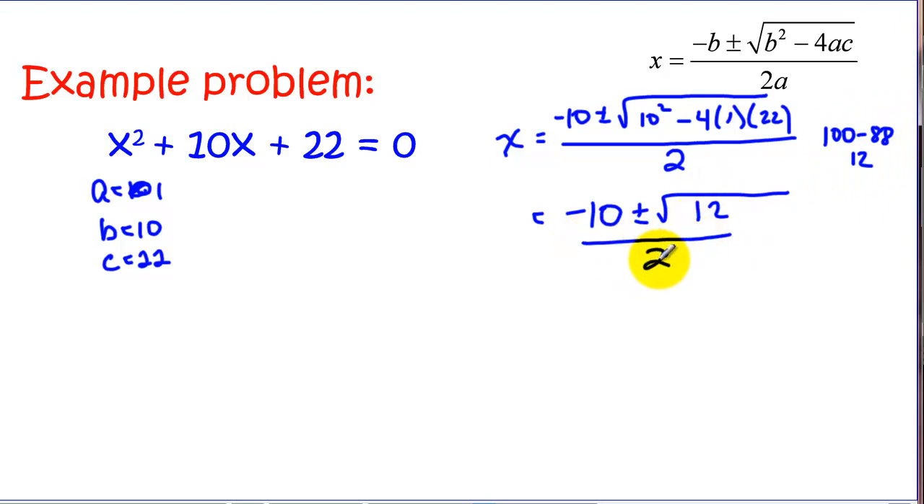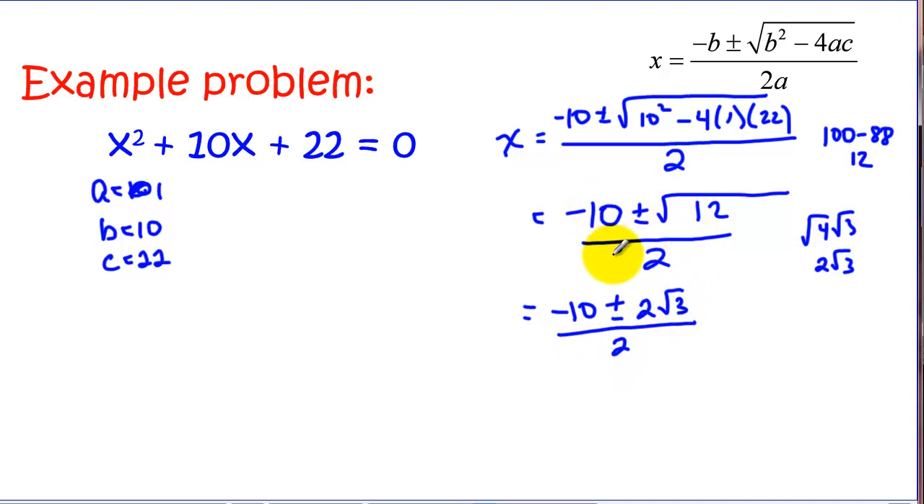Now a common mistake might be for some to cancel out here. We can't do that. We've got to divide into both. Secondly, some people might divide here, take 12 divided by 2 and put square root of 6 here. We can't divide a number that's not a radical inside of a radical. Radical 12, though, can be split up into radical 4 times radical 3, which is 2 radical 3. So now we're going to rewrite this as negative 10 plus or minus 2 radical 3.